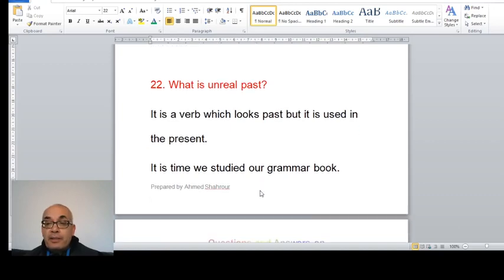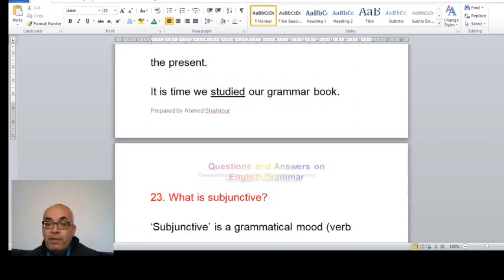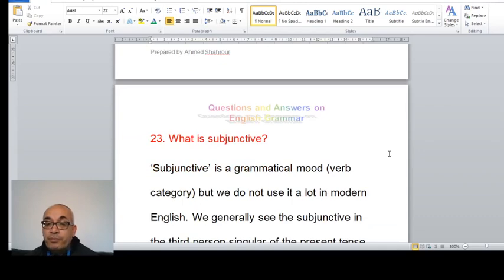What's unreal past? It's a verb which looks past, but it is used in the present. It is time we studied our grammar book. Studied is unreal past. Studied is past simple, and the meaning is present. Why? Because after "it is time," we must use past simple. This past simple looks past, but its meaning is present. Of course, we have many examples of unreal past, but this is just one example.